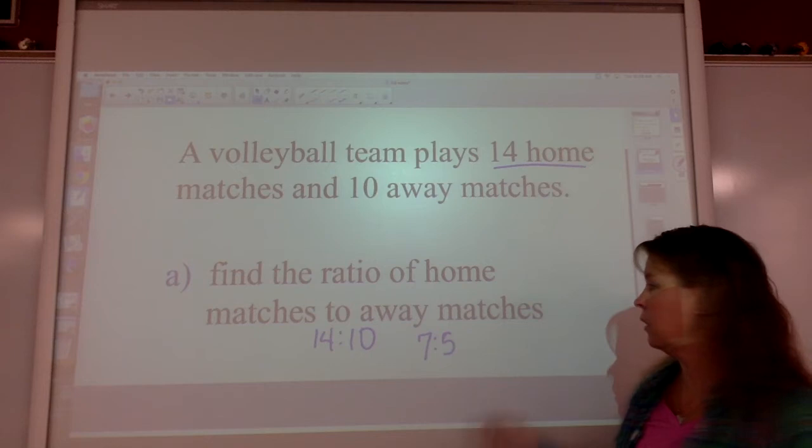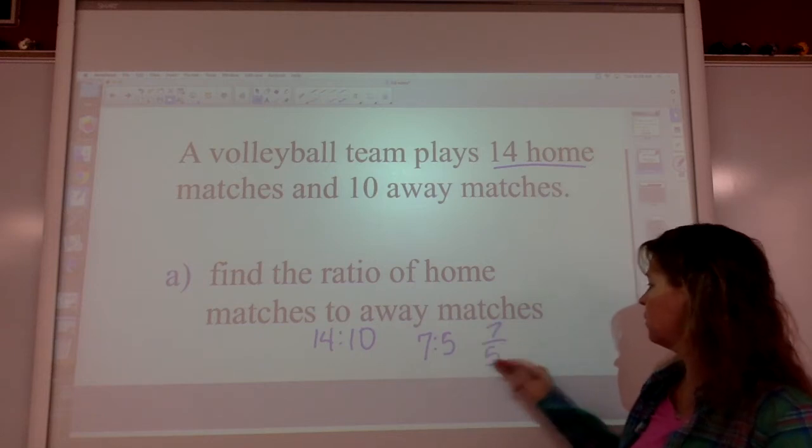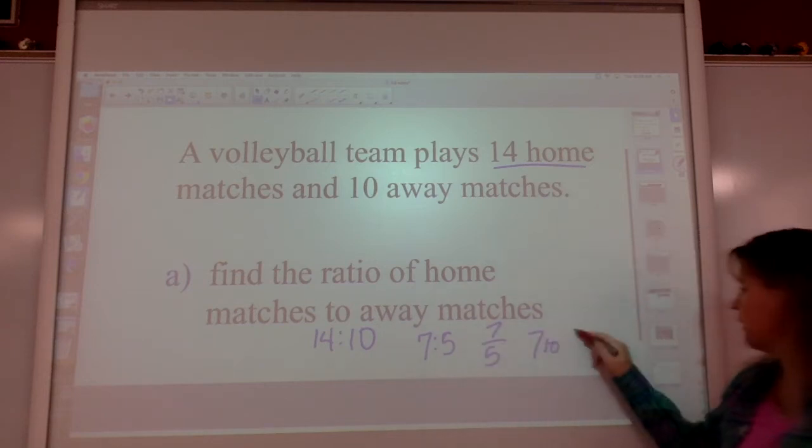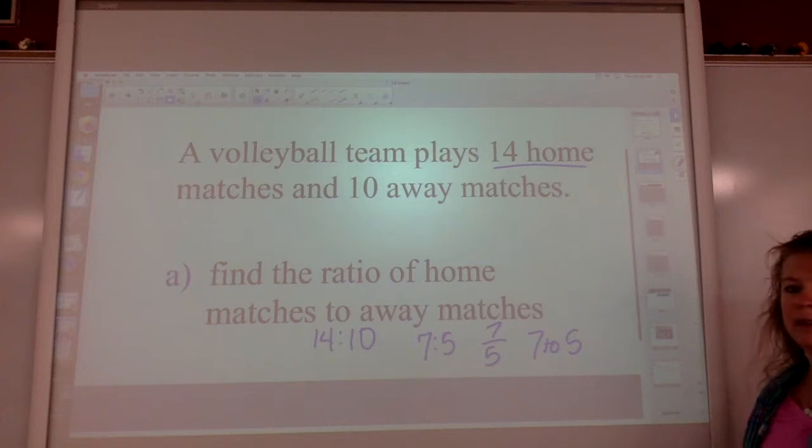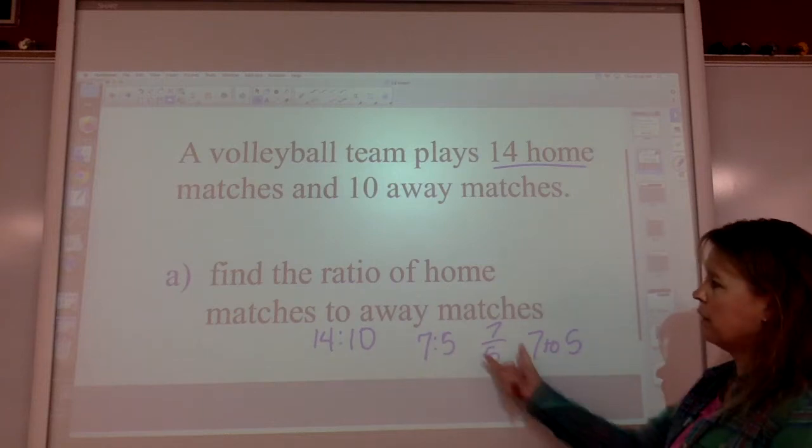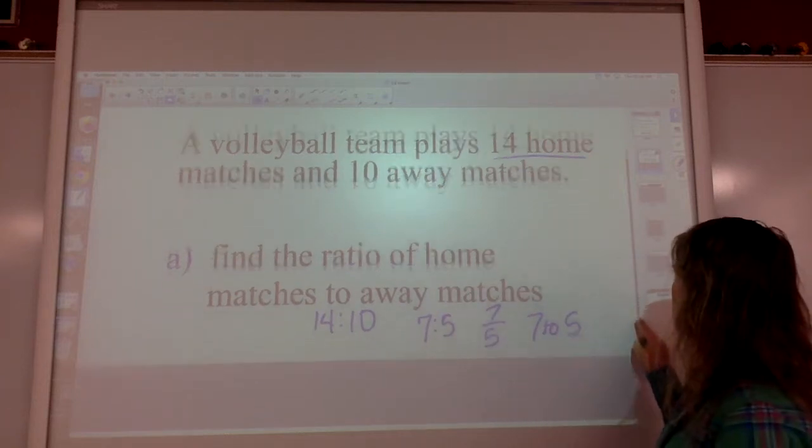Divide them both by 2. I could do 7 to 5 this way, or I could write it as 7 to 5. You're not expected to pick one or the other unless it actually says that you have to.